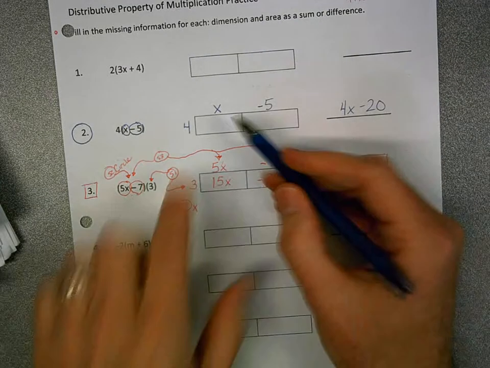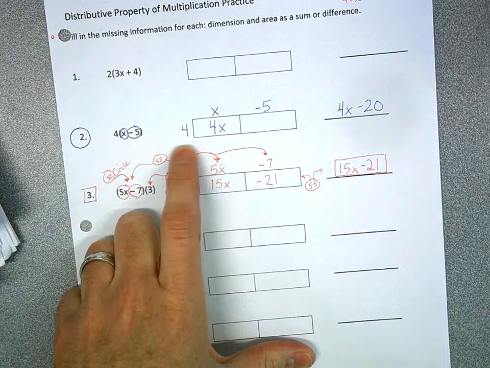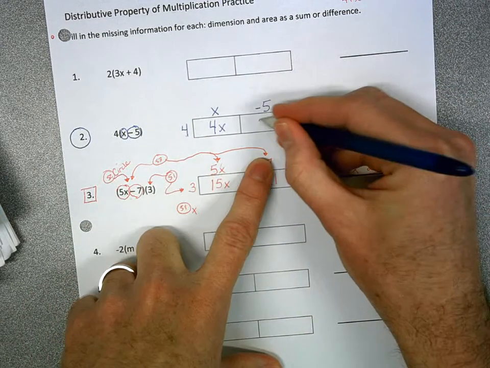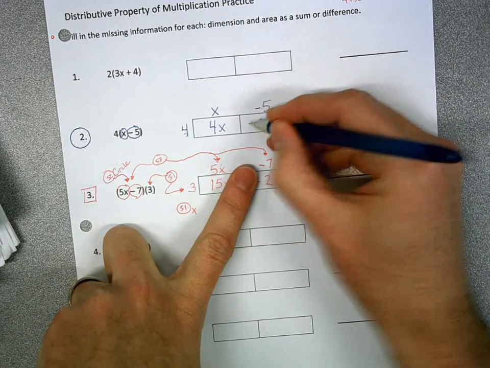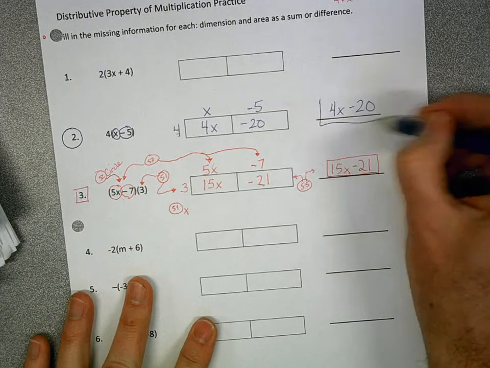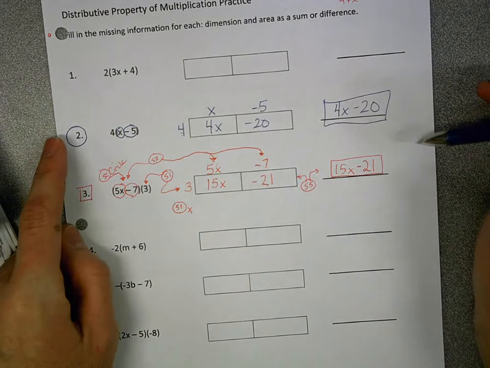Let's check it out. We have 4 times x, which is just 4x. We have 4 times -5, which gives us 4 times 5 is 20, but it's positive and a negative, so it's -20. So when I rewrite it, 4x minus 20. Well done. Any questions on number 2?